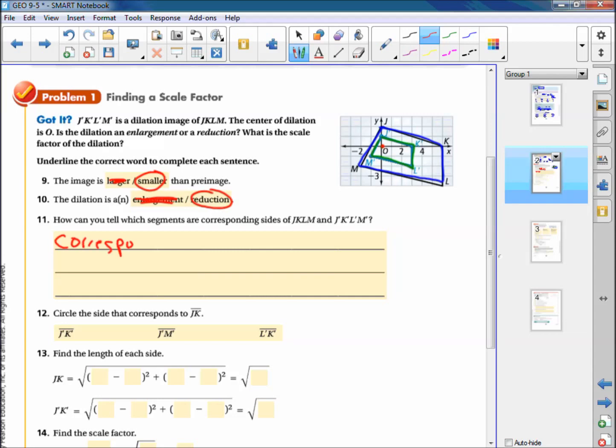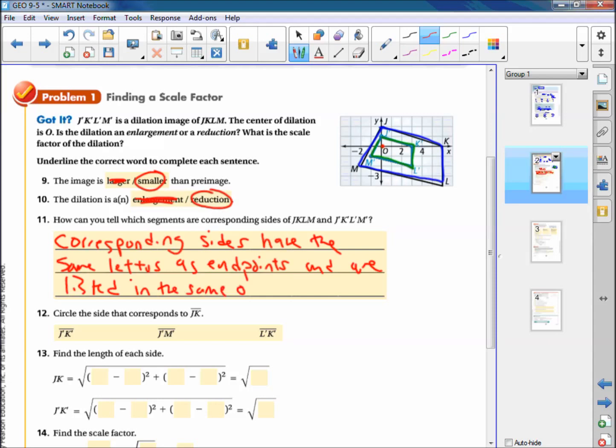The corresponding sides have the same letters as endpoints and are listed in the same order. So you could find them by just looking at the order in which they came. So for instance, M and M prime are going to be our corresponding angles, and ML and M prime, L prime will be our corresponding sides.